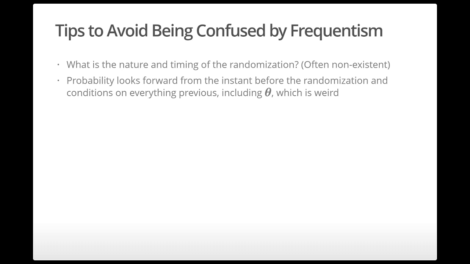And then, assuming that there is, the question is: is it random sampling or random assignment to the treatment? Or both. Or, if we're talking about shuffling cards and dealing from the top, whatever that mechanism is. The probability statements that are made are all looking forward from the instant right before the randomization happens, and they're conditioning on everything that's backward in time from that, including the parameters.